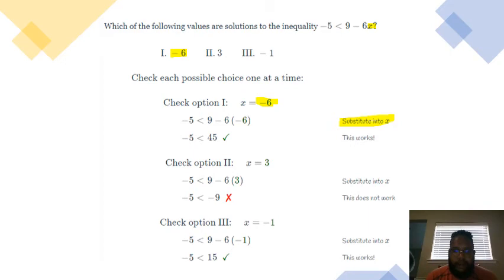X equals negative 1. When you plug in negative 1, you get 9 plus 6, which is 15. And negative 5 is less than 15. So the answer for this one is 1 and 3.